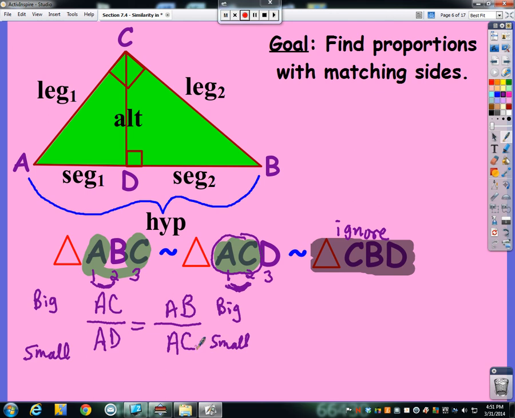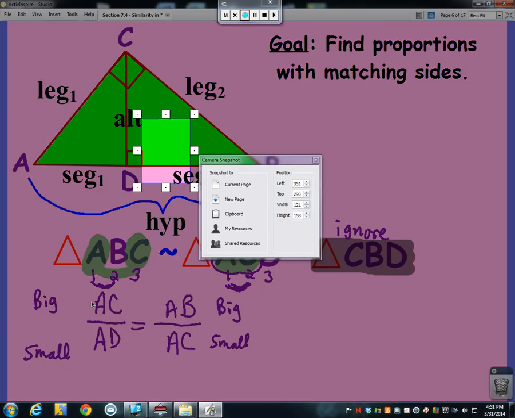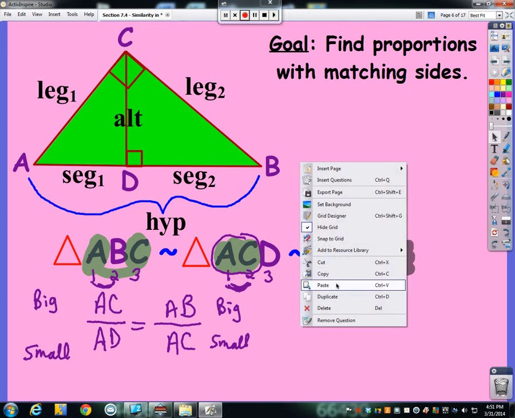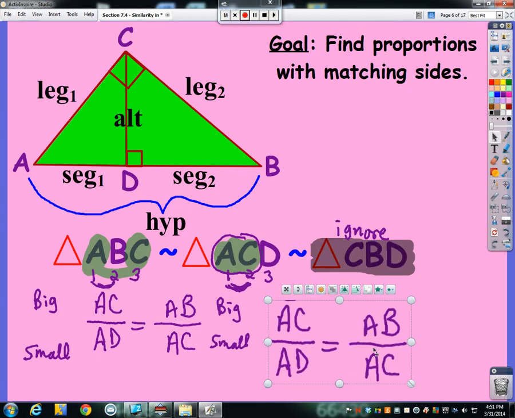Now what we're going to do is replace all of these things, AB, AC, and AD, with their names up here. So AC, here's AC. That was leg 1. So I'm going to replace, how can I do this here? Let's do this. Take a picture. Paste it in there.